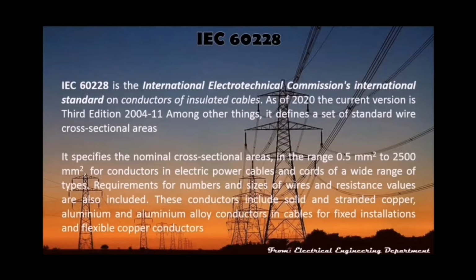IEC 60228 specifies the nominal cross-sectional areas in the range 0.5 mm squared to 2,500 mm squared for conductors in electric power cables and cords of a wide range of types. Requirements for number and sizes of wires and resistance value are also included. So dito pala sa IEC 60228, yung electric power cables, cord, wide range, kabilang na dito. These conductors include solid and stranded copper, aluminum, and aluminum alloy conductors in cable for fixed installations, and flexible copper conductors.